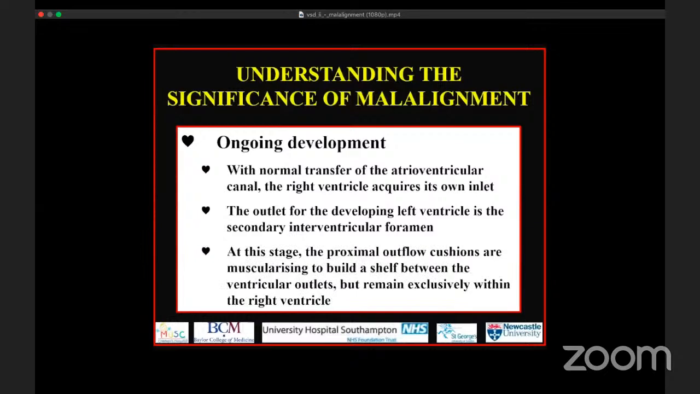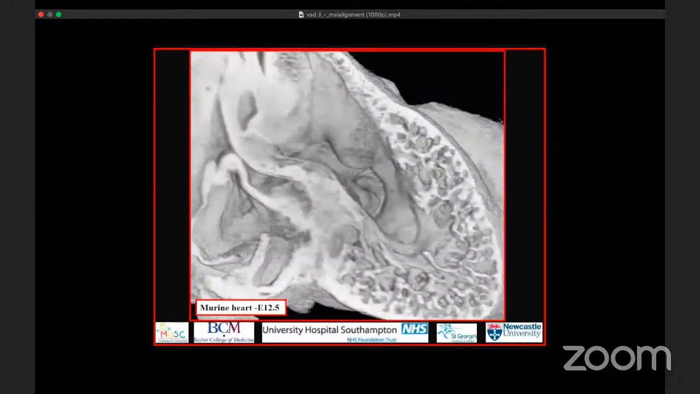The key point at this stage during development is that the proximal outflow cushions are doing as the surgeon does, repairing double outlet right ventricle. Those proximal outflow cushions are muscularizing, and they are building a shelf so as to connect the secondary interventricular foramen to one of the outflow tracts. The shelf, however, is exclusively within the right ventricle. So let's look at what happens during development.